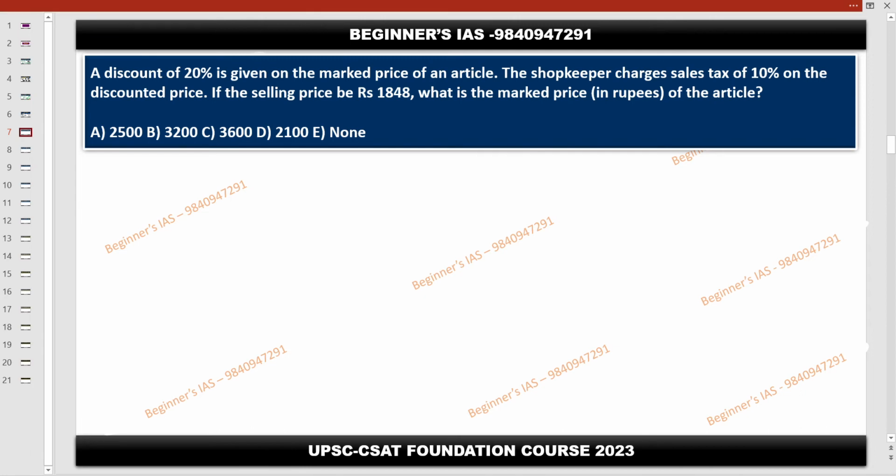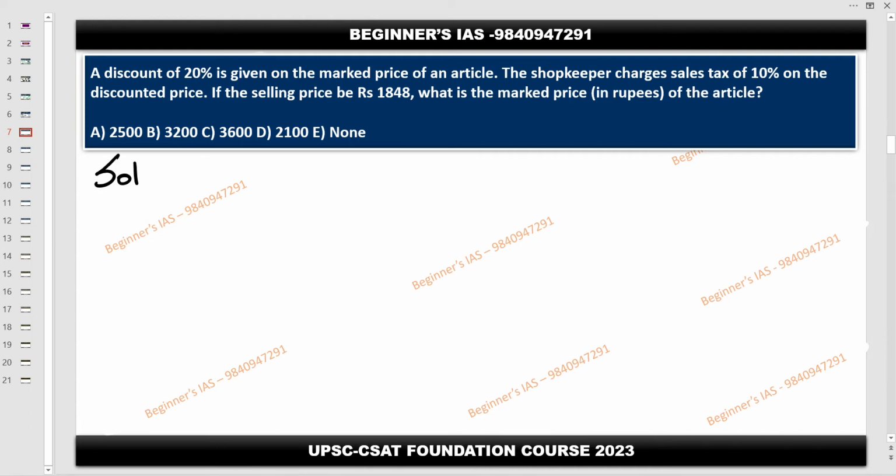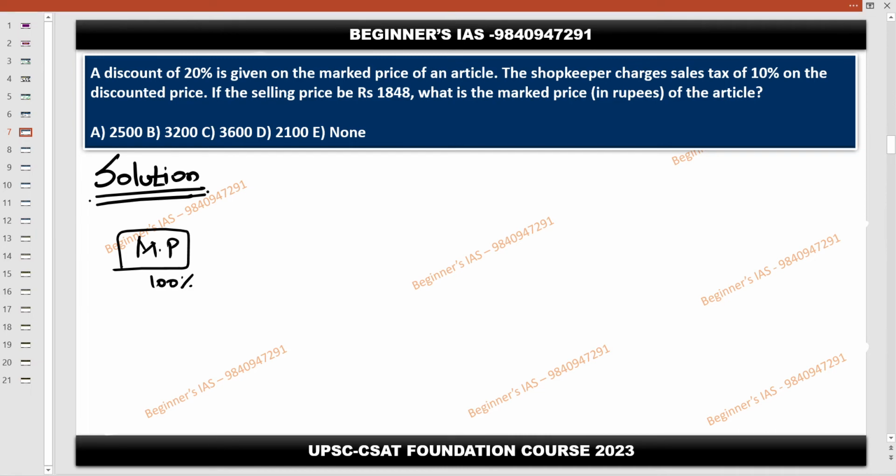So this problem can be done using the formulas which I have taught in the previous classes. Now listen carefully. Without formula, let us do. Somebody asked me also, without formula, please teach me some problems. Okay. So listen carefully. Learn this PCG method. I don't know the marked price, so I'm considering the marked price as 100% or 100 rupees.